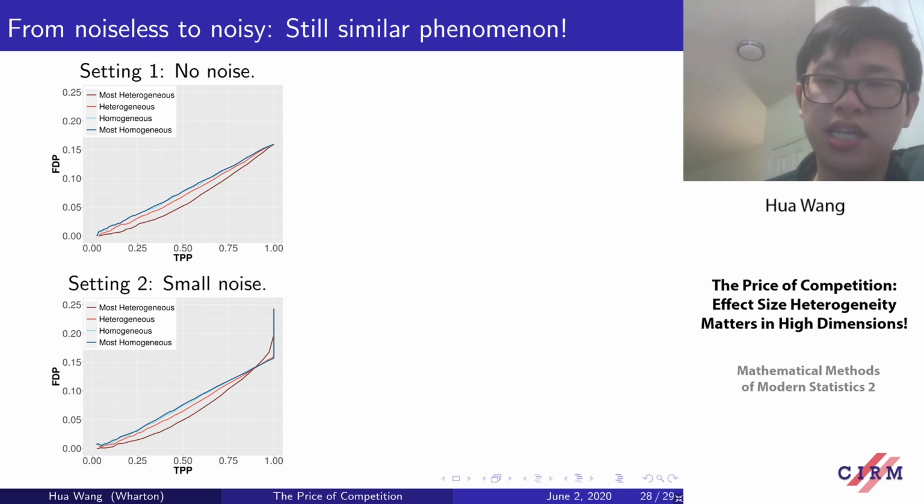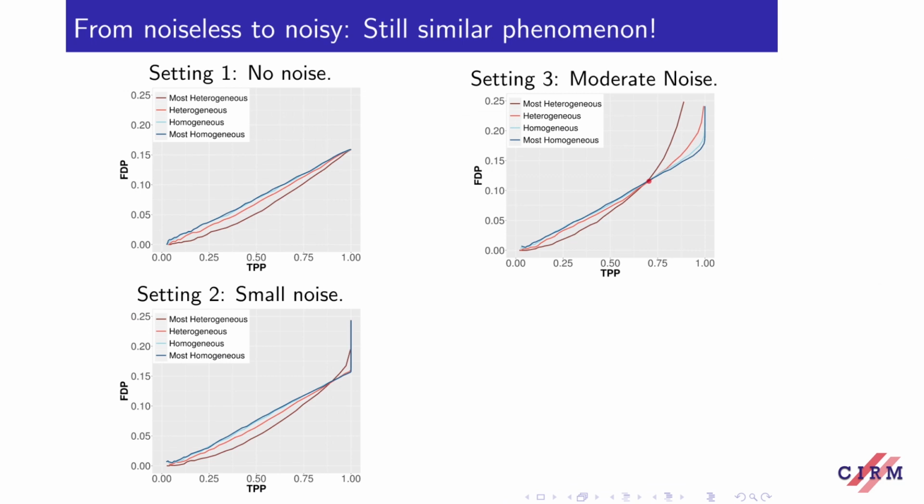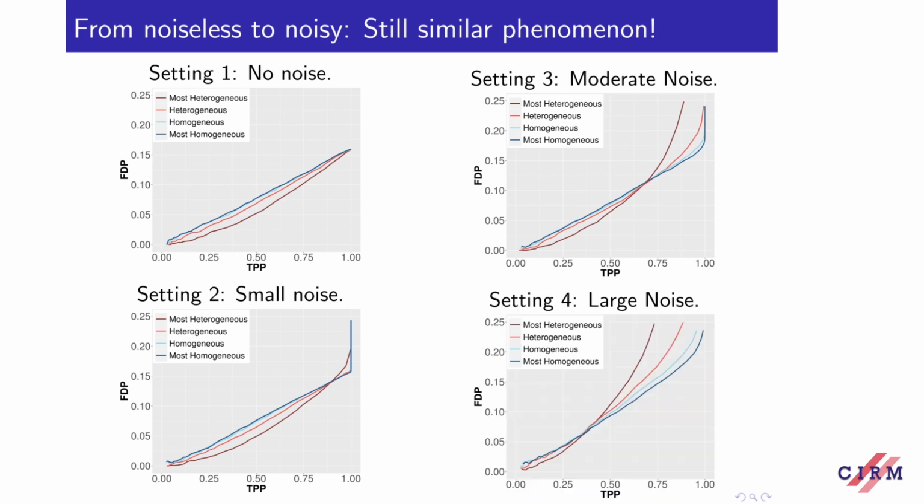And we observe the same phenomena if we inject more and more noise into it. The only difference is that this critical crossing point occurs earlier and earlier. So this is the setting where we have large noise, which still has similar behavior.